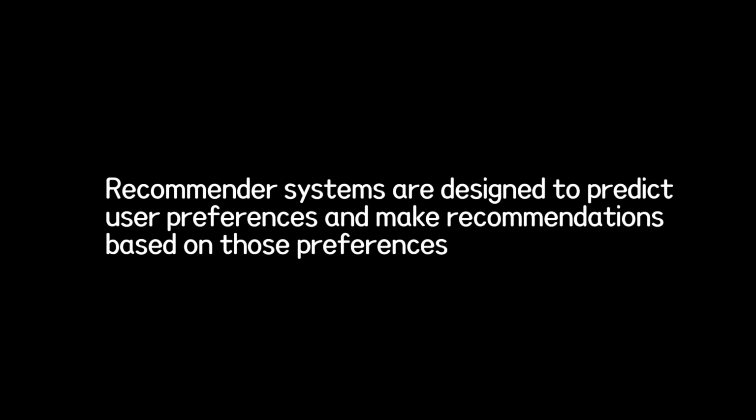Now, what about recommender systems? What are they all about, and what are some common techniques used in them? Recommender systems are designed to predict user preferences and make recommendations based on those preferences. They're used everywhere these days, from suggesting products on Amazon to recommending movies on Netflix. One common technique is collaborative filtering, which leverages the behavior and preferences of similar users to make recommendations. So if I like the same movies as you, the system might recommend movies that you liked but I haven't seen yet.